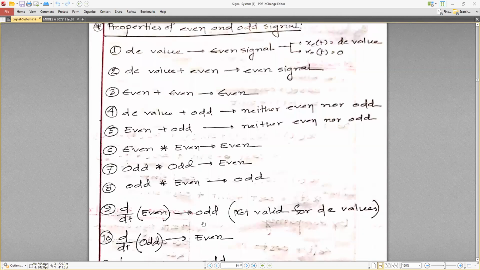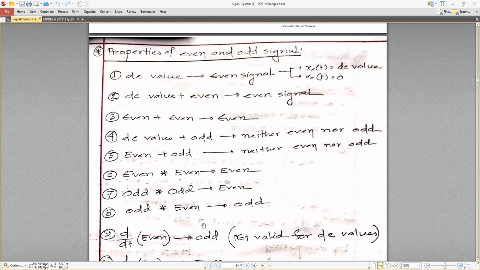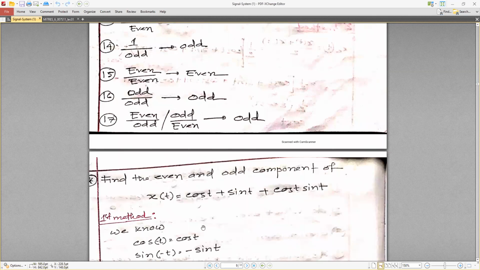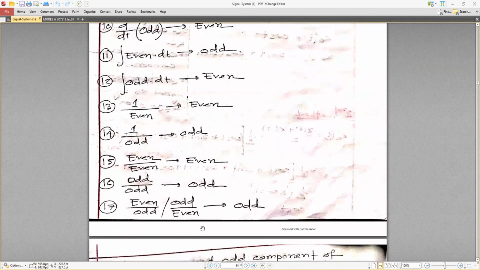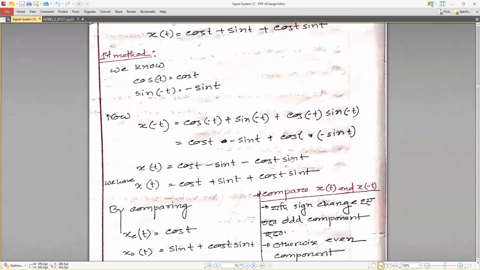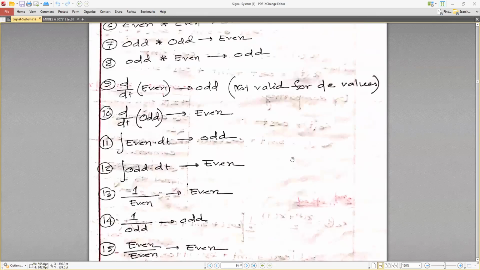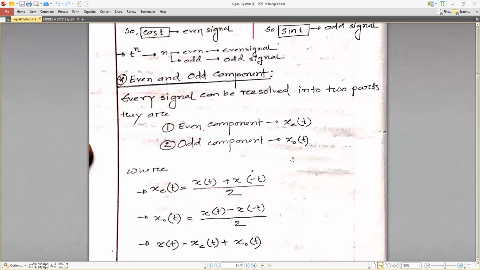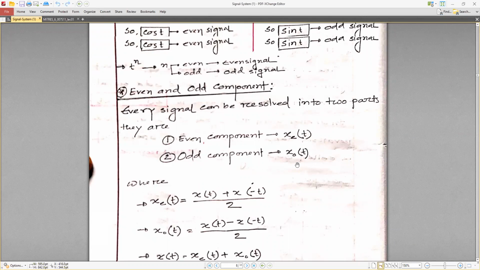Okay, and some properties are there, even and odd signal, like even signal value, DC value, direct current value, plus even signal, even plus even, plus odd, they're even or odd. So I think we'll discuss these things later. Up to this today is enough, even and odd signal.